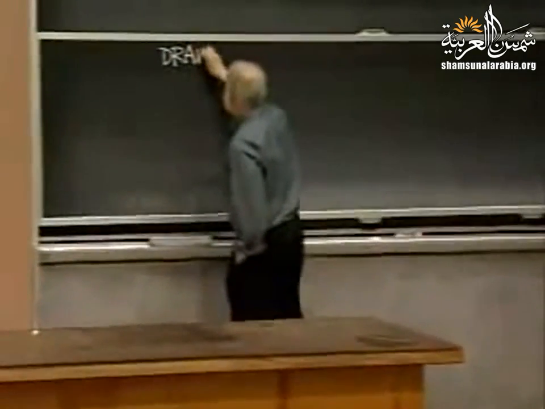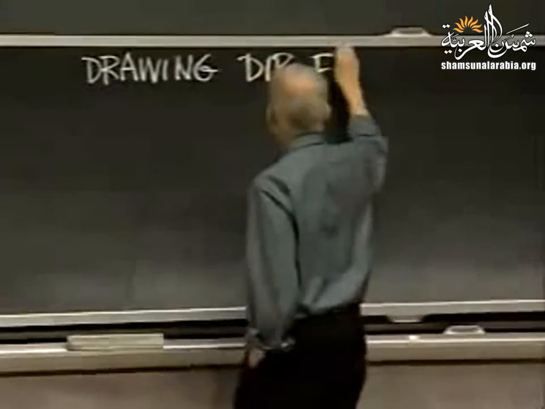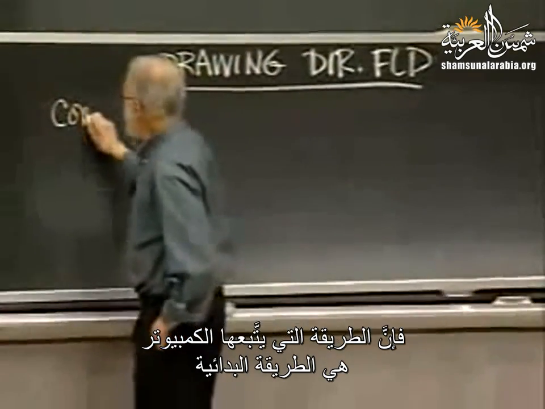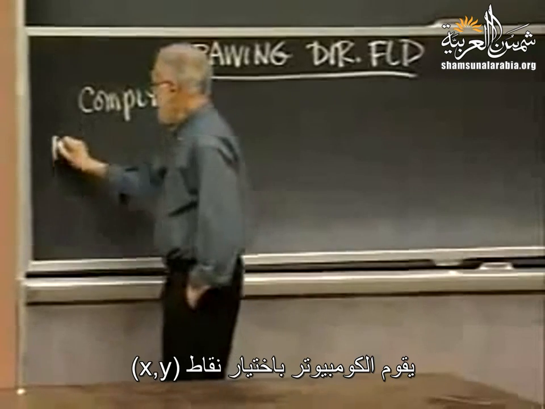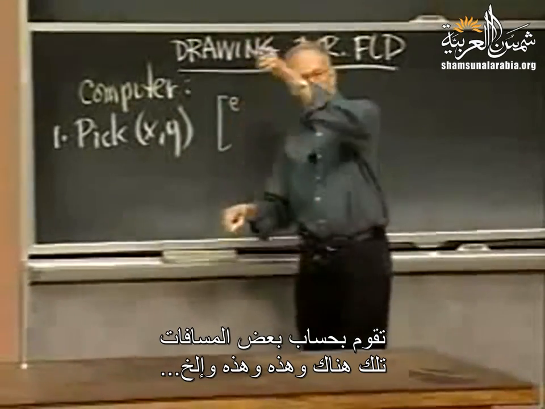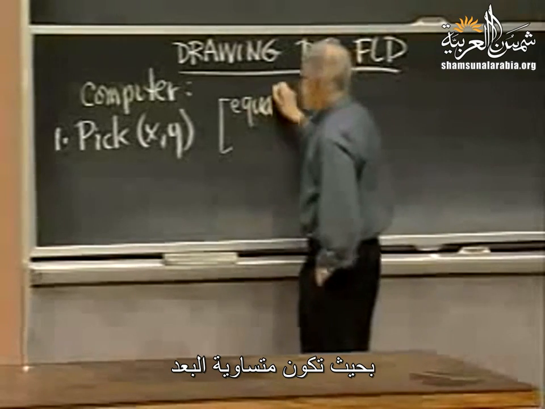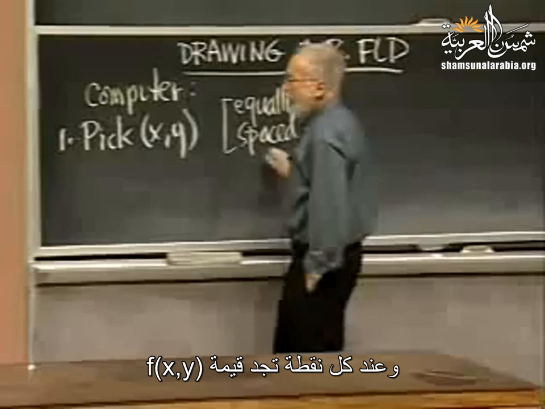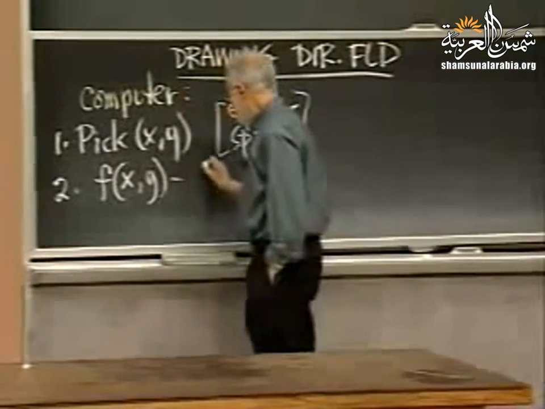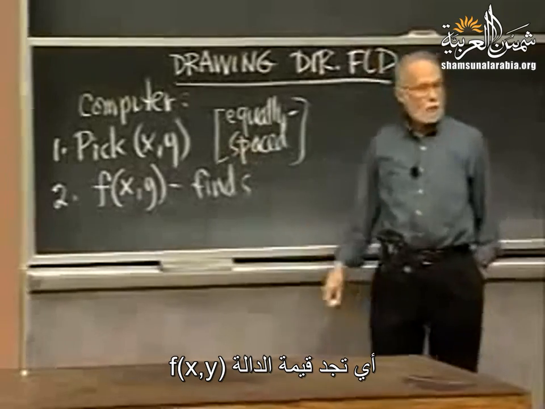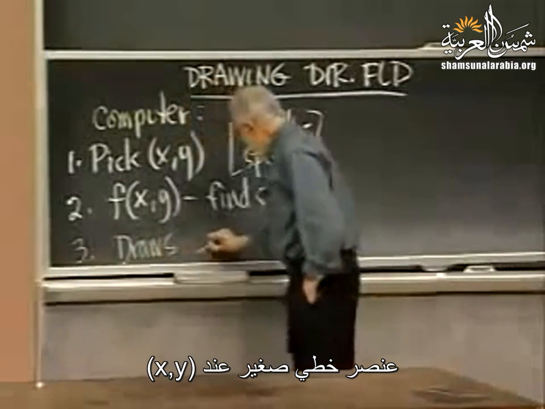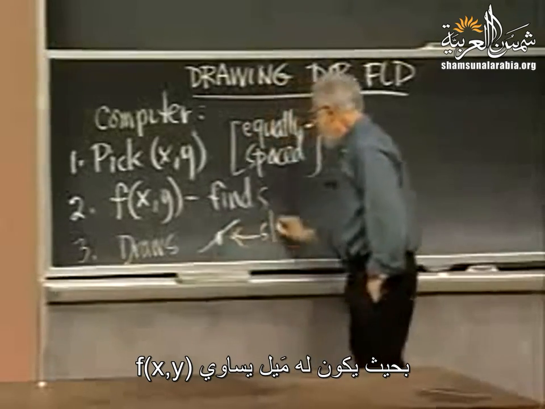They are very stupid. There's no problem. Since they go very fast and have unlimited amounts of energy to waste, the computer method is the naive one. You pick a point, and they're usually equally spaced. You determine some spacing: this point, that one, and so on. And at each point, it computes f of x, y, the value of that function. And the next thing is, on the screen, it draws at (x, y) the little line element having slope f of x, y.